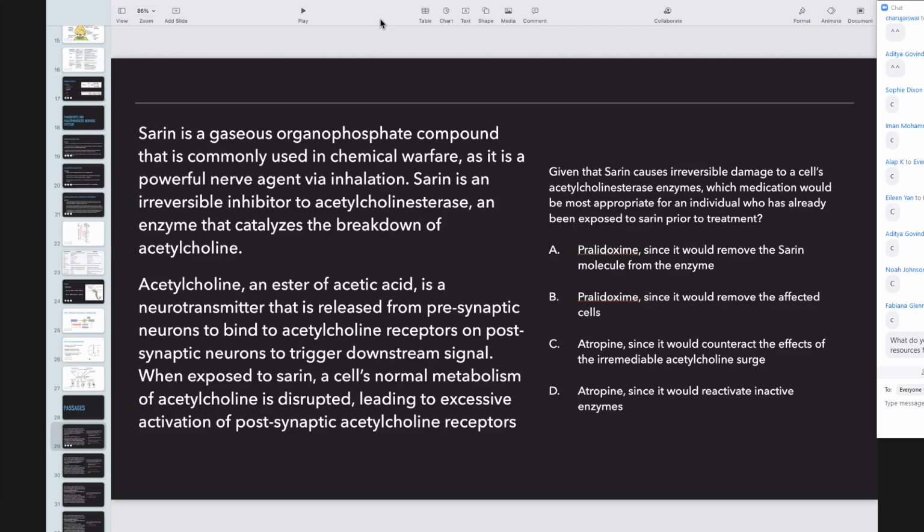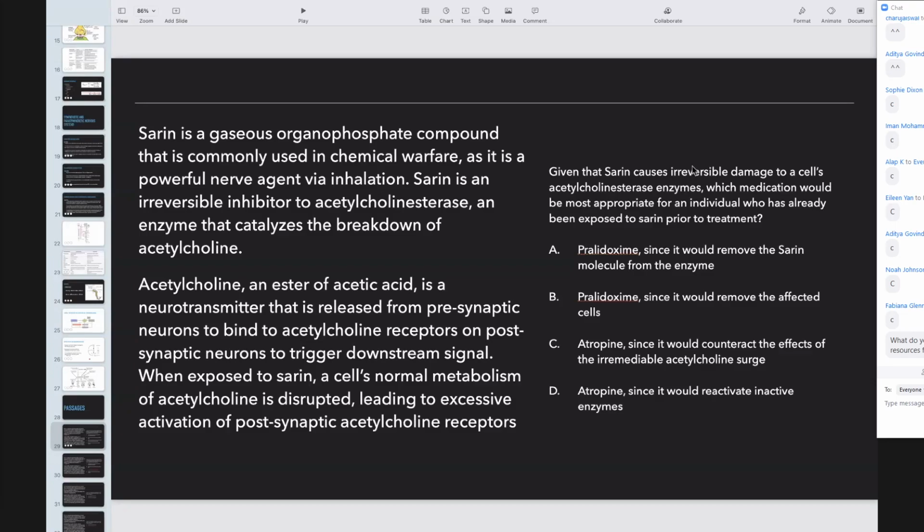The acetylcholinesterase is an enzyme that breaks down the neurotransmitter. That neurotransmitter is going to continue binding to that postsynaptic neuron and signal. You're getting a lot of downstream signal. They've already been exposed. And it's irreversible. So that's a good thing to know. You cannot reverse it. If it happens, it happens. So which of these would be the best solution?